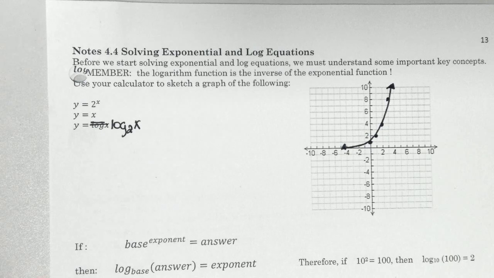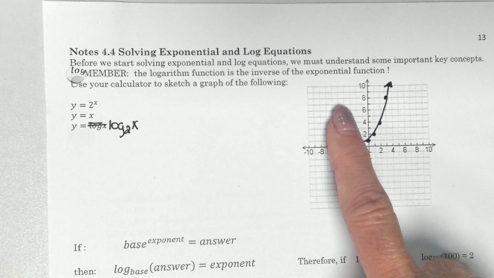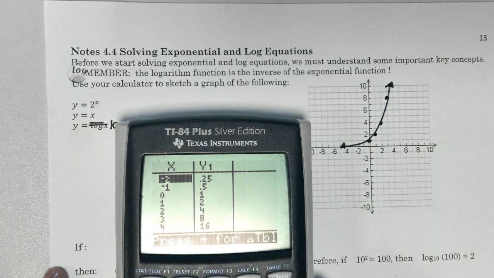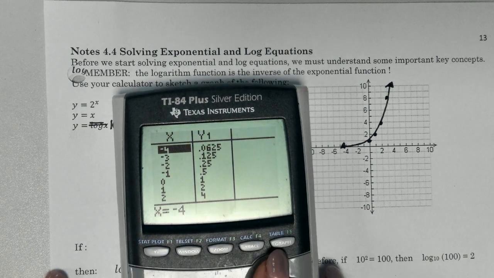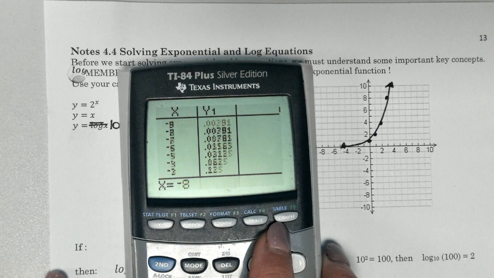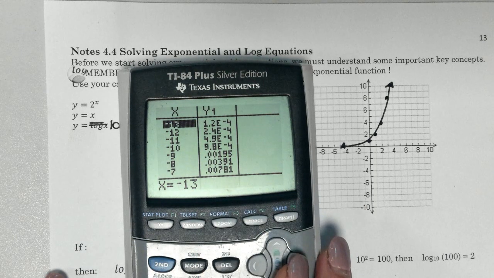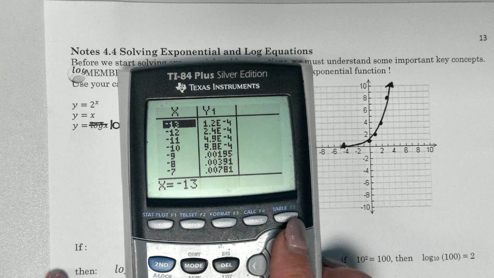Now, I want you to notice that we are approaching the x-axis. It is an asymptote. If you look at your table and keep going backwards, you'll notice that we keep getting smaller and smaller with the y value, but we never hit 0, but we get closer and closer.